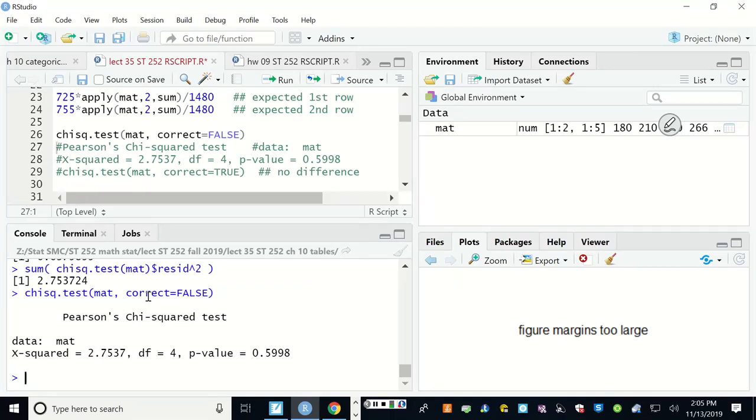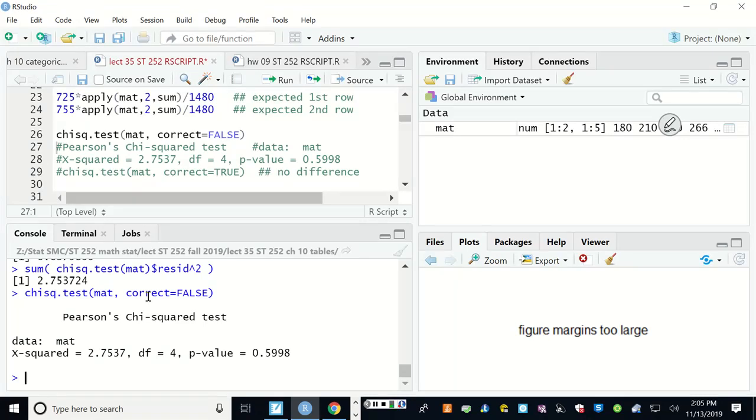There is a continuity correction that can be applied because you're going from discrete counts to a continuous chi-squared, just like going from binomial to normal. You can add 1/2 to certain cells. If you don't do that, you get 2.75. Degrees of freedom is 4: 5 minus 1 times 2 minus 1. So there are 4 independent choices there for proportions.